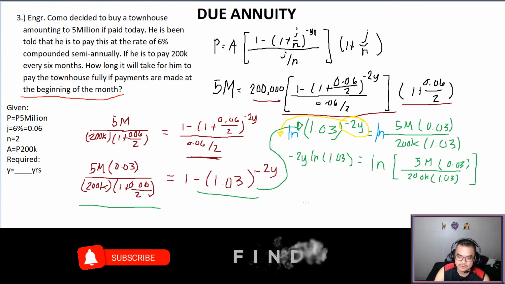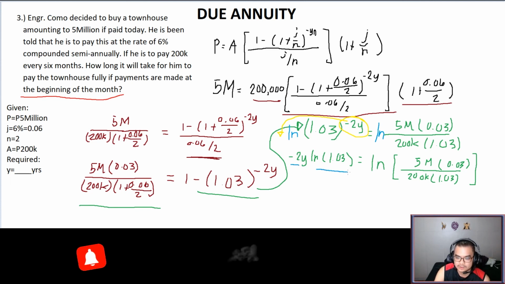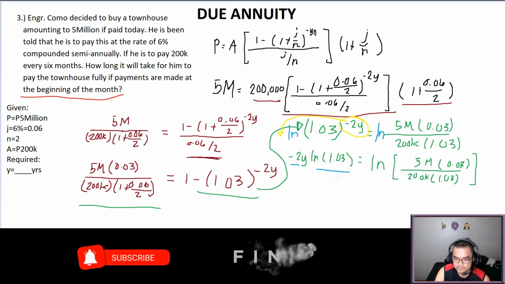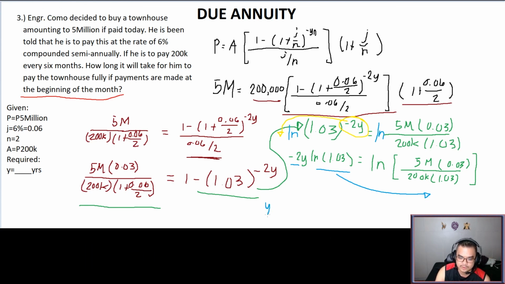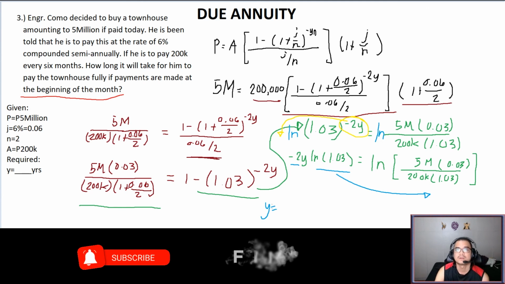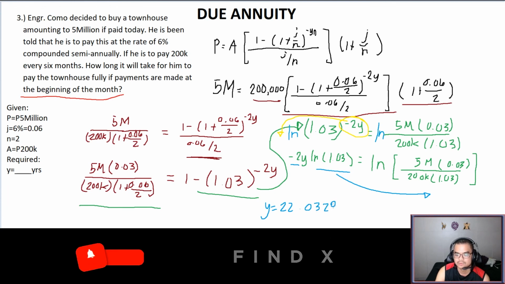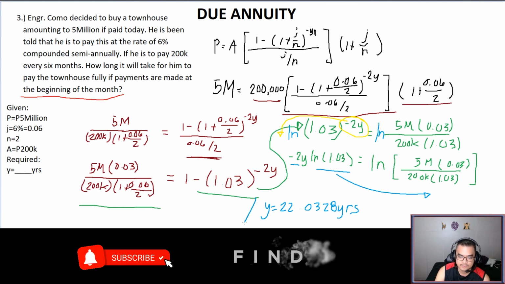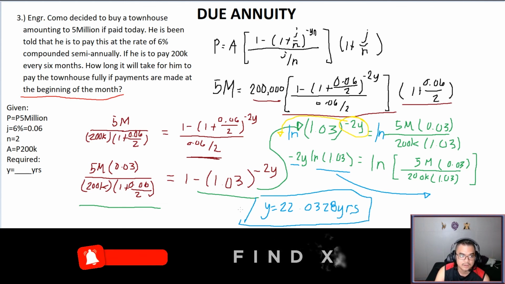Alright, then finally, all we have to do is just put down this negative 2 and then ln of 1.03 to here. So that will become the denominator. If you do that, your answer will be this one. Y will be equal to 22.0328 years.